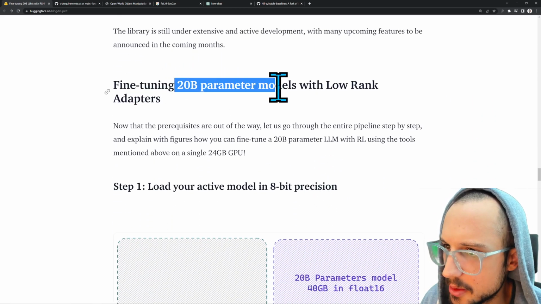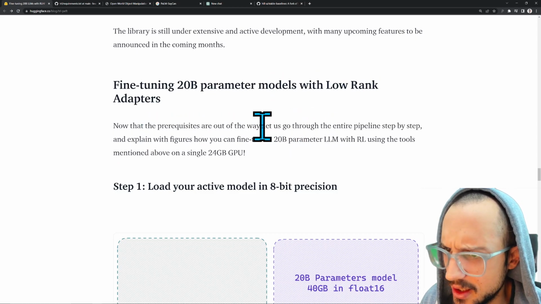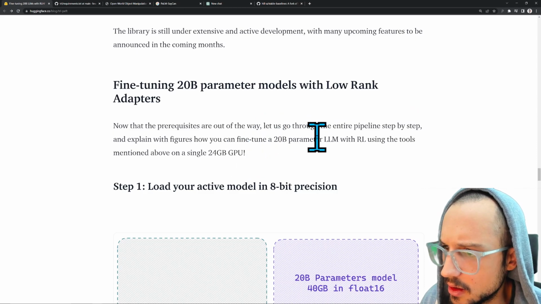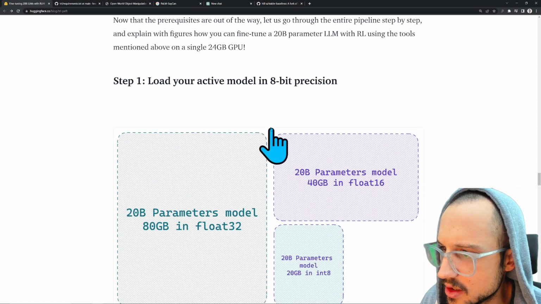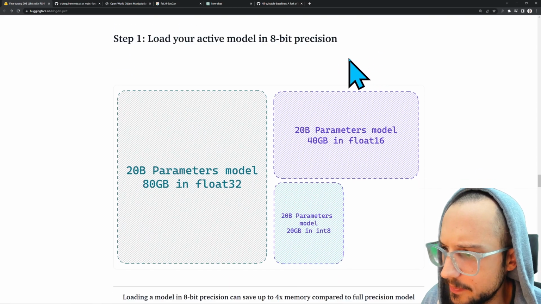Fine-tuning 20 billion parameter models with low-rank adapters. Note that the prerequisites are out of the way. Let's go through the entire pipeline step by step. Using the tools on a single 24 gigabyte GPU, load your active model in 8-bit precision.